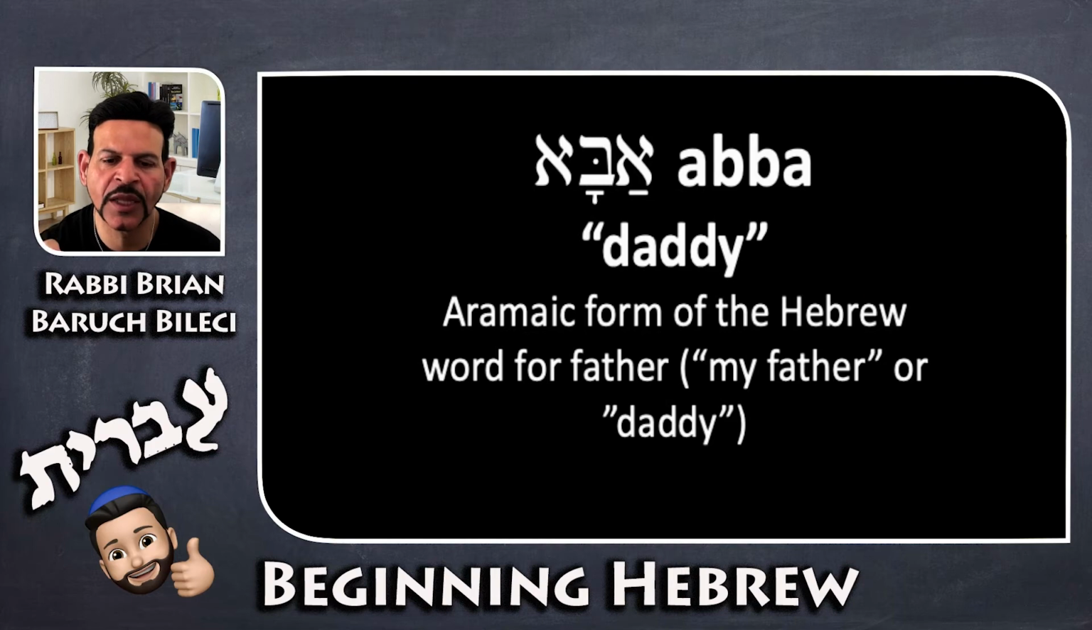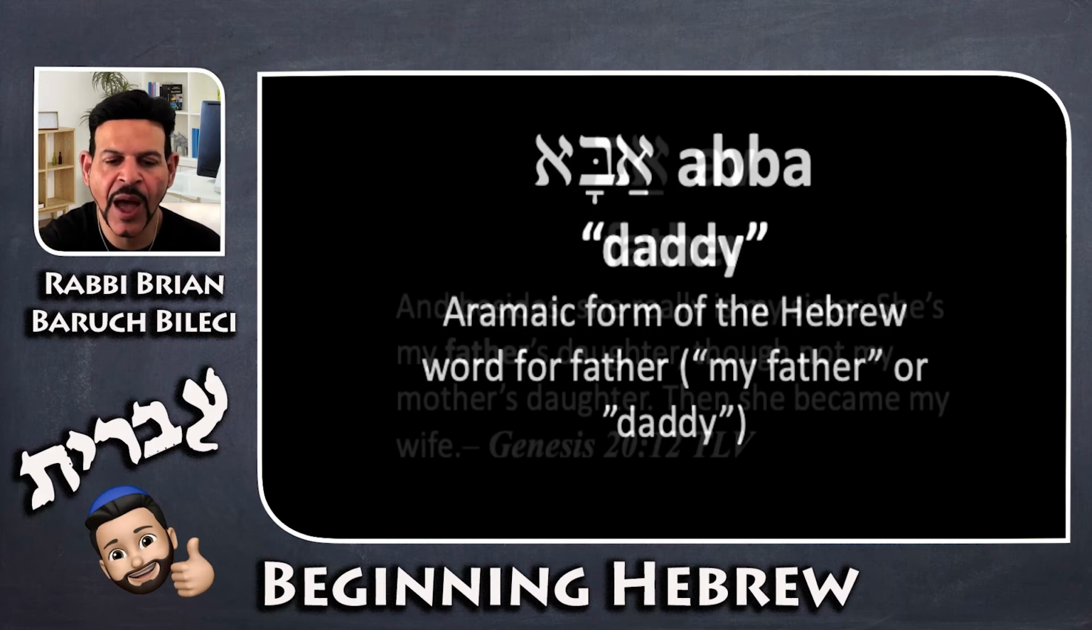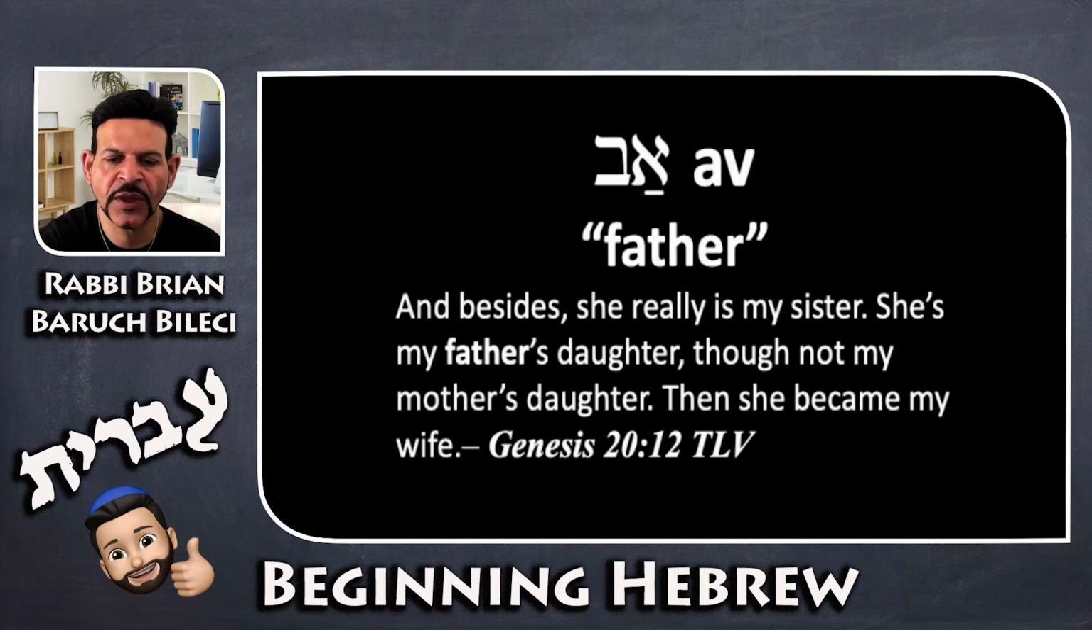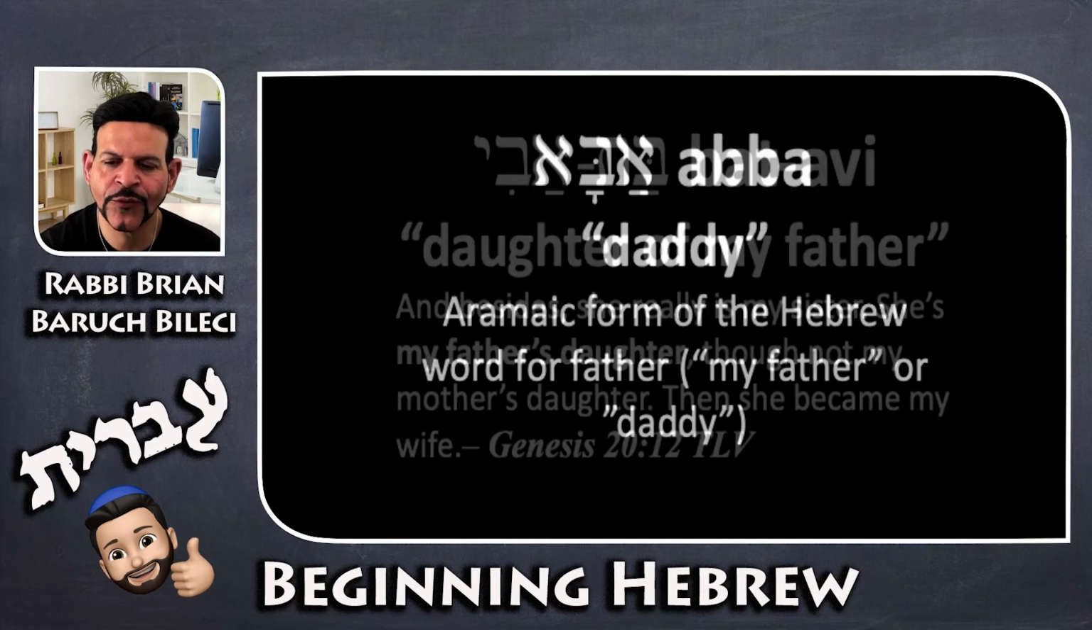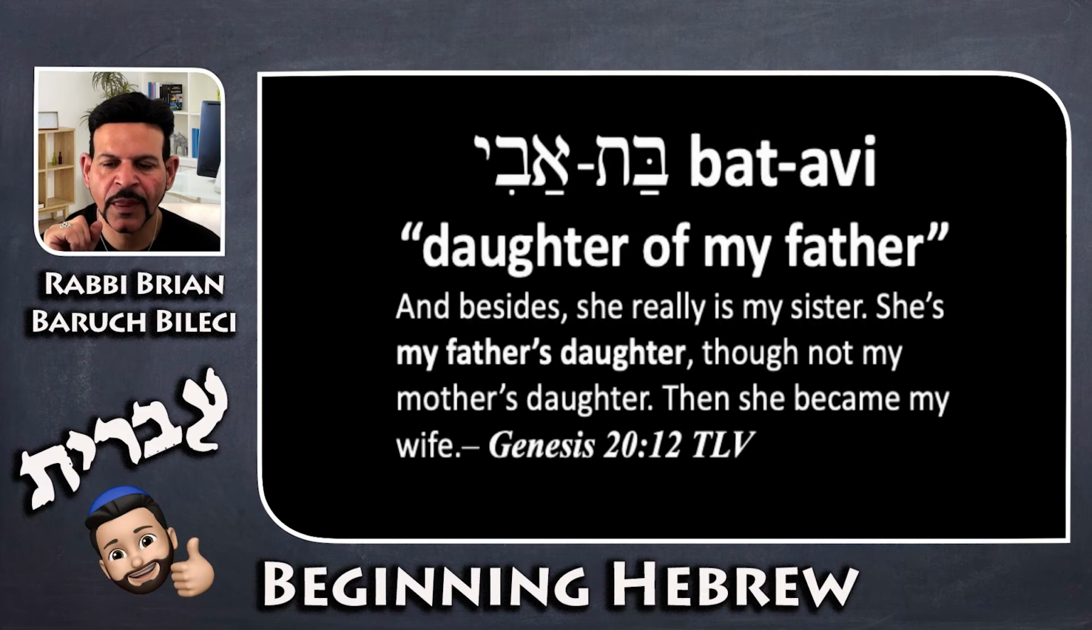The extra aleph at the end of Av is going to give us, with a dagesh in the center of the beit, Abba, which can mean daddy. And we all cry out Abba to the Father by the spirit of sonship or adoption. So the whole phrase would be bat avi, which is daughter of my father. Bat, daughter, avi, my father.